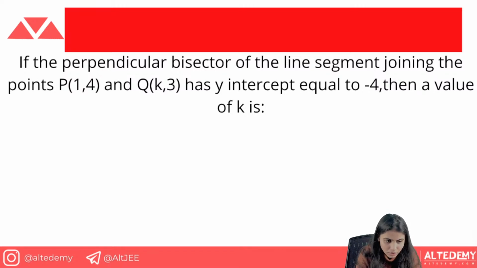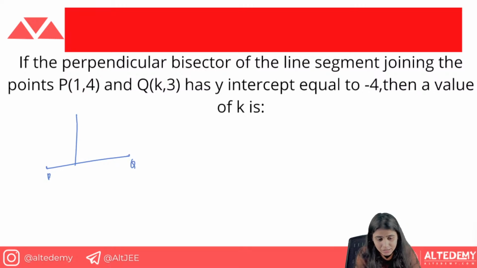If the perpendicular bisector of the line segment joining the points P and Q has y-intercept equal to minus 4, then find the value of k. So it is given that this is the intersection point and this is the y-intercept.